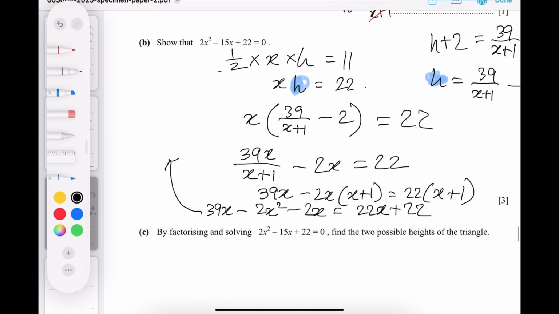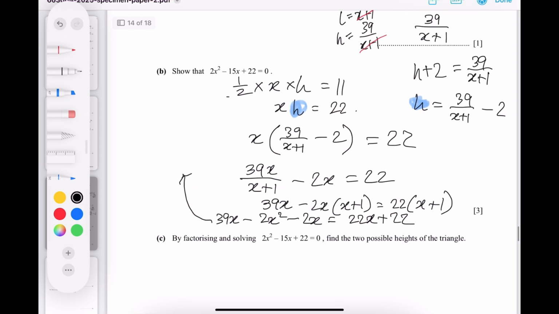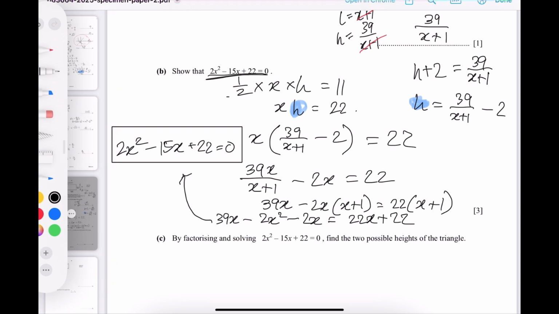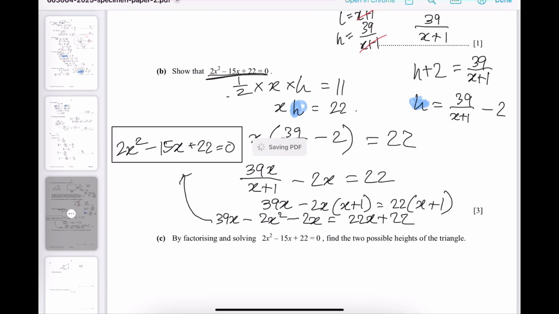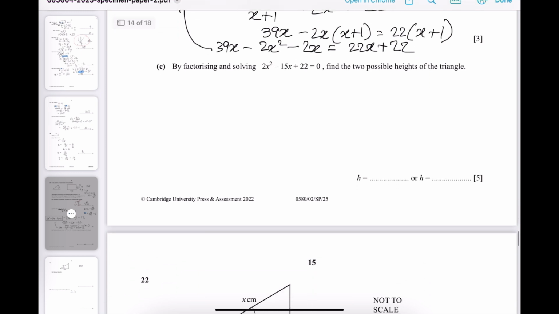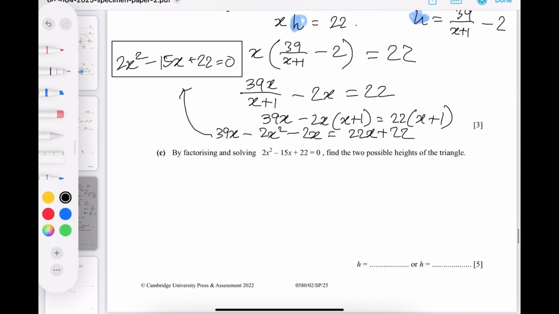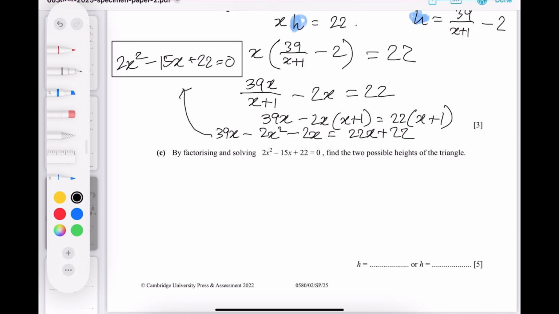And so if you bring everything over to one side, you'll see that 2x squared minus 15x plus 22 is equal to 0. And that is exactly what we required as from the question. So now we have to factorize and solve to find the two possible heights of the triangle.